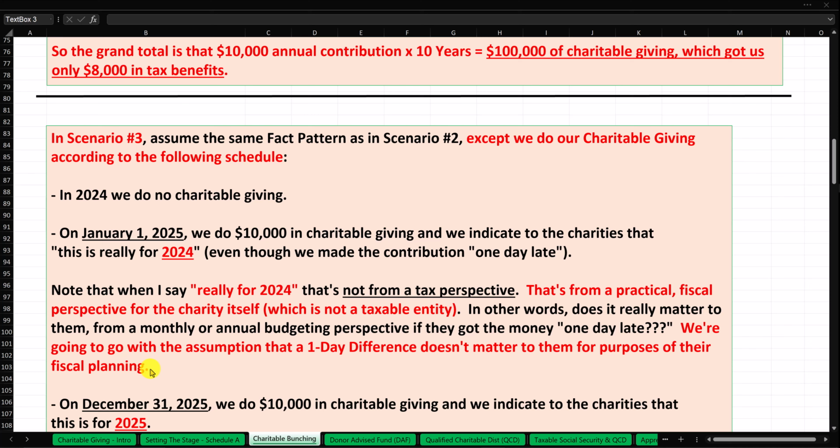And from the charity's perspective, which isn't a taxable entity, so it doesn't matter from a tax perspective which year they got it in, does it really matter from their budgeting perspective that it arrived 1 day late? That's the argument that we're making right here.